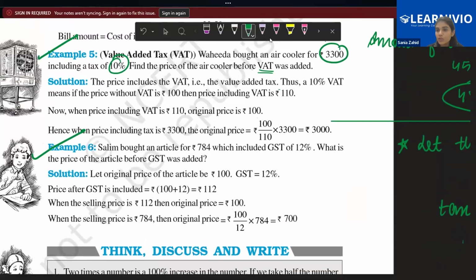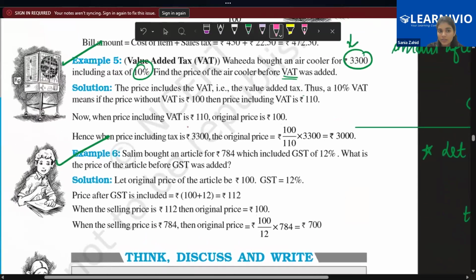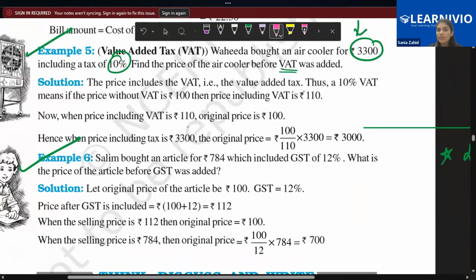What you can do is, if you are not able to understand that method, just look here. You can assume that the price without VAT was 100 rupees. So if the price before VAT was 100 rupees, the price after the VAT becomes 110 rupees, right? Because there is 10% tax.